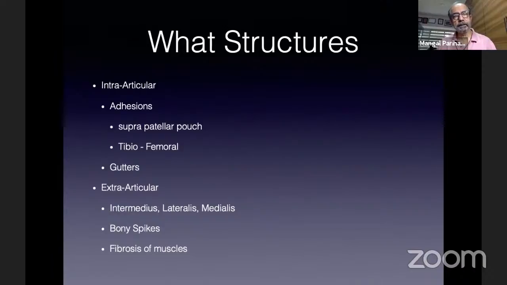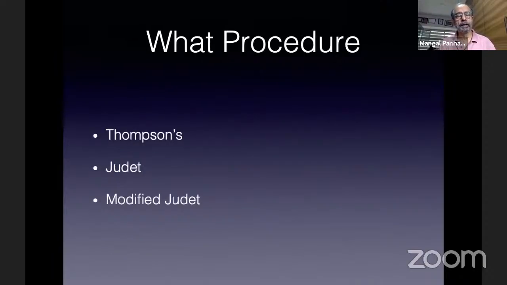So where you've got a lot of scarring along the shaft, the intermedius, the lateralis, and the medialis will be stuck down to the shaft and not allow enough excursion. There can be bony spikes which are holding the bone and preventing excursion again. And a huge amount of damage can lead to fibrosis of the muscles, which prevents them from doing their normal lengthening.